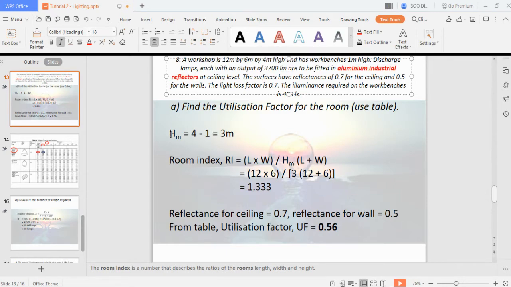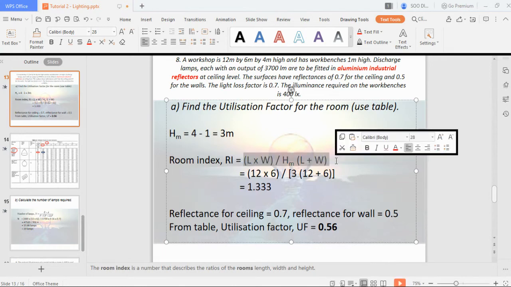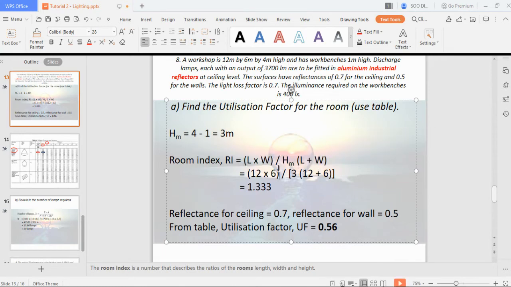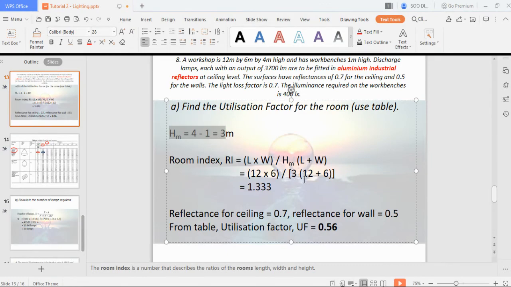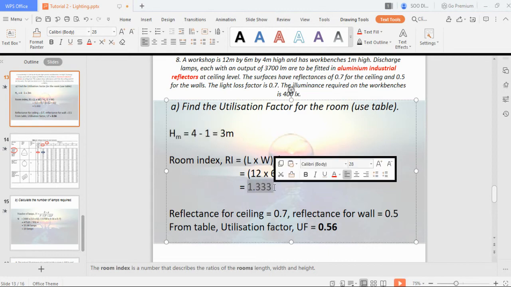To find the utilization factor, you need to find out the room index, the RI. This is the formula to find the RI. You know your L and your width, and then you need your HM. HM is basically the distance of your light from the workbench, which is 3 meter here, so you just use 4 meter minus 1 meter. You put it all in and you'll get your RI equal to 1.33.